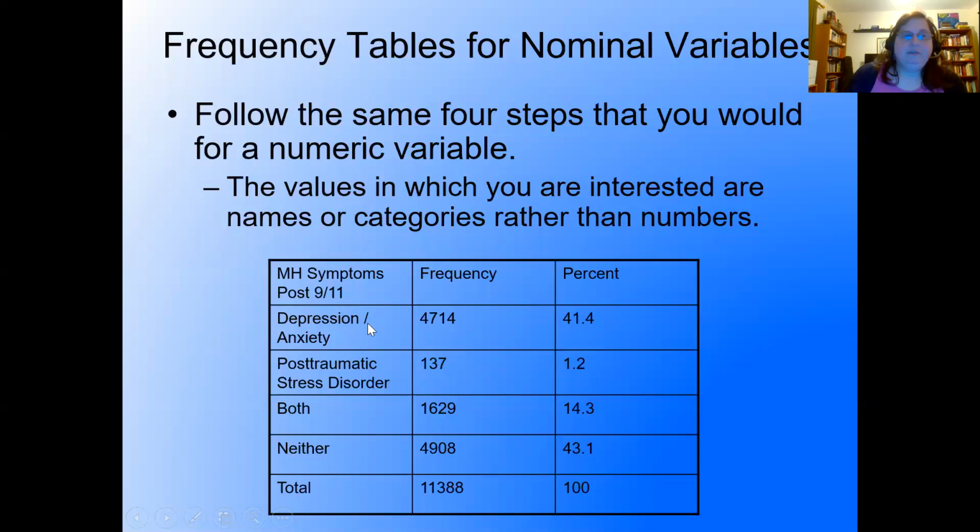4,714 had symptoms of depression or anxiety. 137 had symptoms of post-traumatic stress disorder. 1,629 had symptoms of both. And having symptoms of neither is 4,908. Then you can get your total by adding these up, 11,388, and then you would just do the same game.